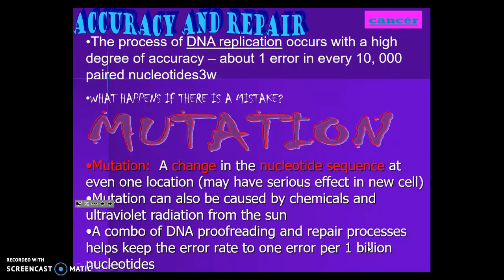Mutations can also be caused by chemicals and ultraviolet radiation. Often those chemicals are called carcinogens, and the combination of DNA proofreading is often done by DNA polymerase.